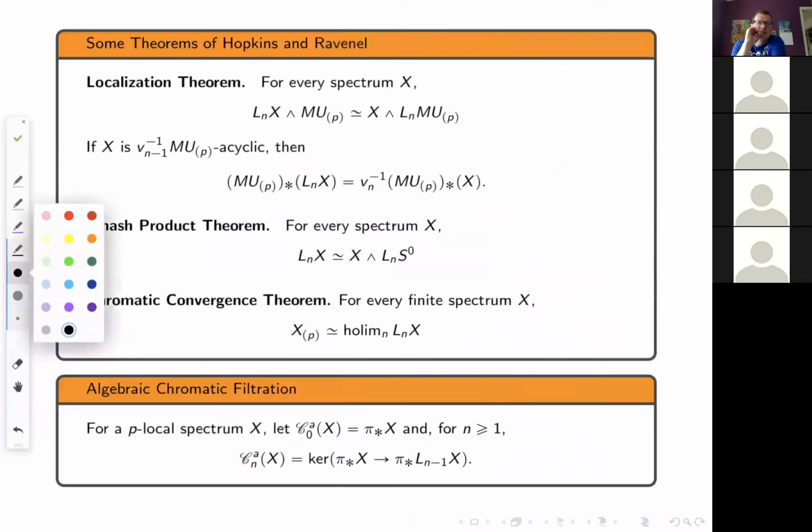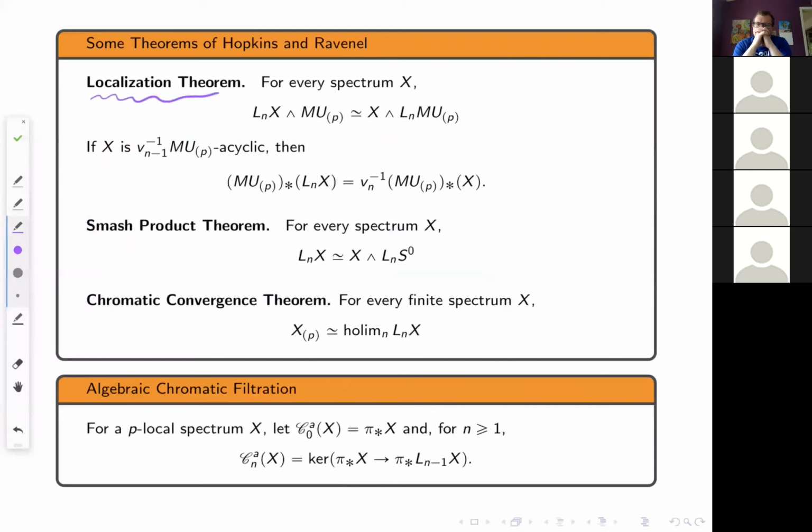Okay, so for the next little bit, I'm just going to tell you about some theorems about these localization functors. These are theorems of Hopkins and Ravenel. The first is the localization theorem, and it captures this thing that if you're looking at MU modules, then Ln is really inverting Vn.